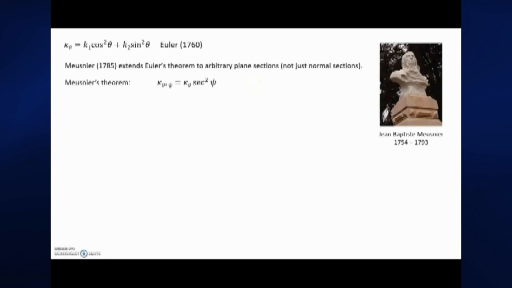Our second theorem is that of Jean-Baptiste Meusnier, which extends Euler's theorem to consider arbitrary plane sections, not just normal sections. So if kappa theta is the curvature of the plane curve cut out in the normal plane, then kappa theta psi is the curvature of the plane curve cut out by the normal plane that's rotated by an angle psi.